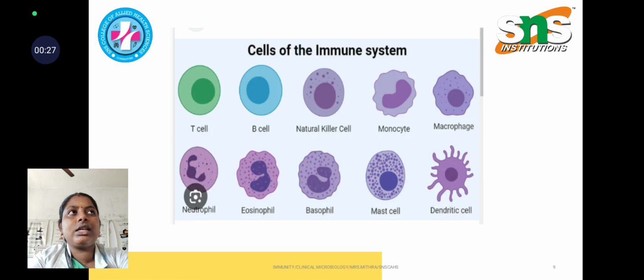Basically, the cell is the structural and functional unit of all living organisms, or all living things. The immune system also works through cells. Several cells are responsible for the working of the immune system. Examples are T cells or T lymphocytes, B cells or B lymphocytes, NK cells (natural killer cells), monocytes, macrophages, neutrophils, eosinophils, basophils, mast cells, and dendritic cells. These are all involved, in both red blood cells and white blood cells.